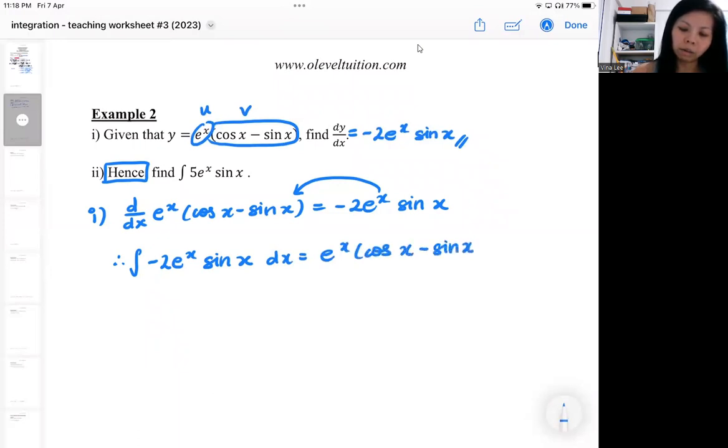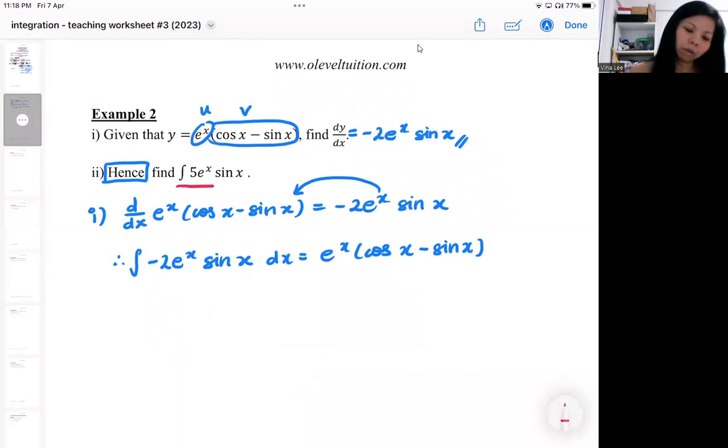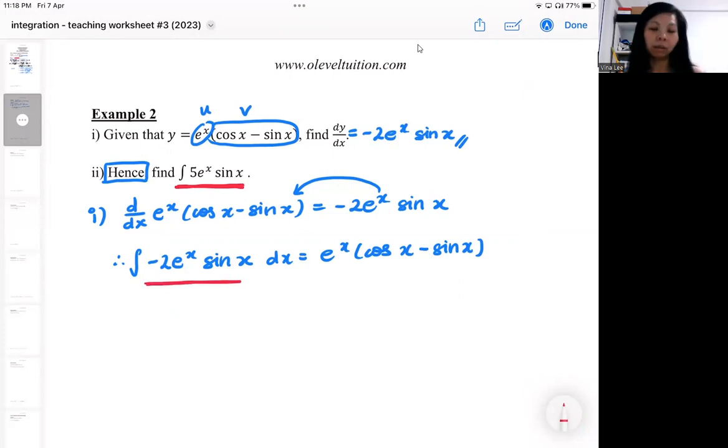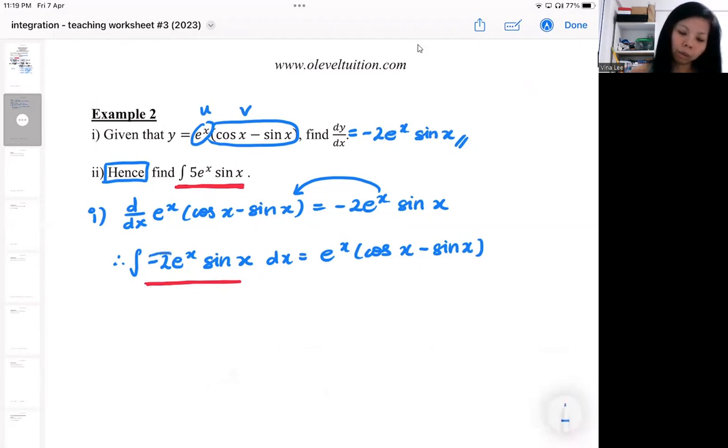Usually I will just focus on undifferentiating first. After I manage to undifferentiate, then I will check the question. Compare what I have with the question. The difference is the -2 and the 5. Currently your undifferentiate has a -2, so essentially you need to get rid of the -2. You can pull this constant out of the integration, and then you divide over.